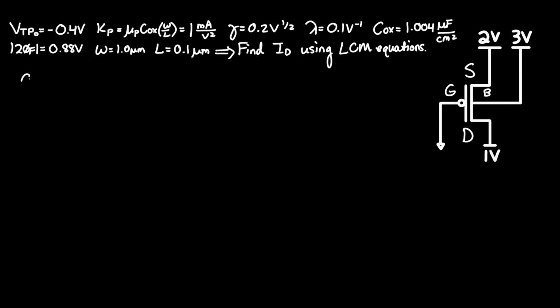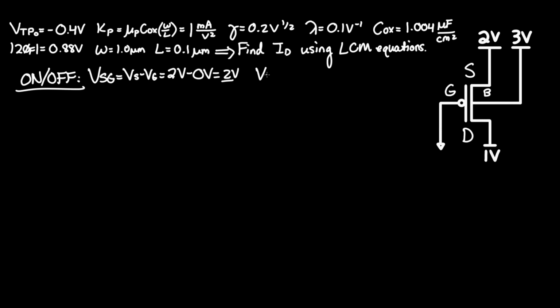So, off the bat, we need to see whether or not this device is on. We need to find VSG and see if that is greater than negative VTP, which includes VTP0, but also accounts for body effect. So VSG equals VS minus VG. And at node VS here, we have 2 volts. At G, we are at ground, which is 0 volts. So the difference is only 2 volts.